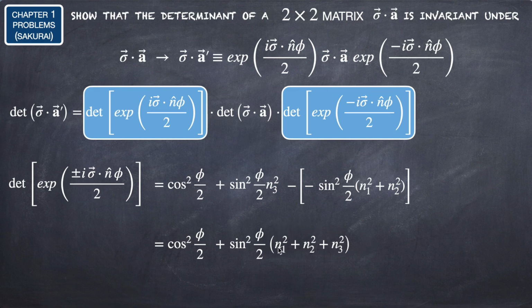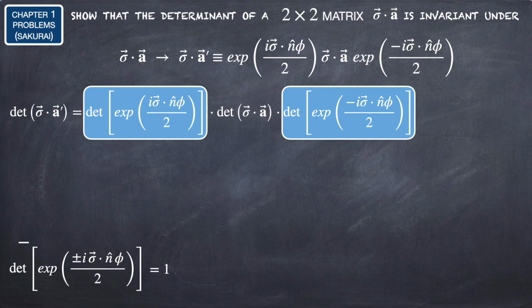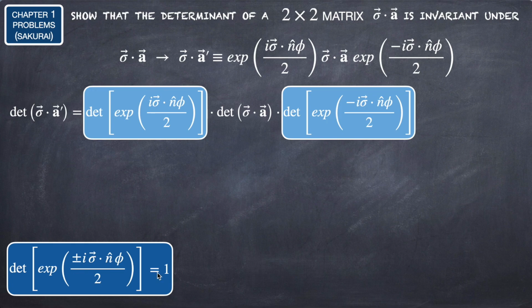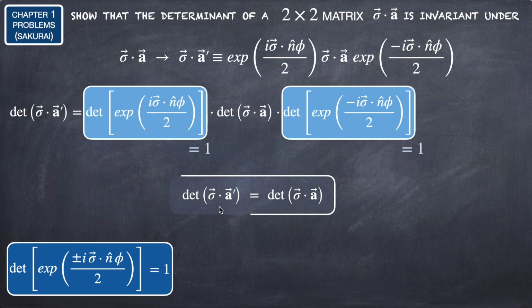And this is equal to 1 since n is a unitary vector. Then we will get cosine squared plus sine squared, which is equal to 1. So the determinant that we are looking for, even for the exponential with a positive or negative sign, is equal to 1. So here, this is equal to 1 and this is equal to 1. And then the determinant of sigma A prime is equal to the determinant of sigma A. We conclude that this transformation makes the determinant of this matrix invariant.